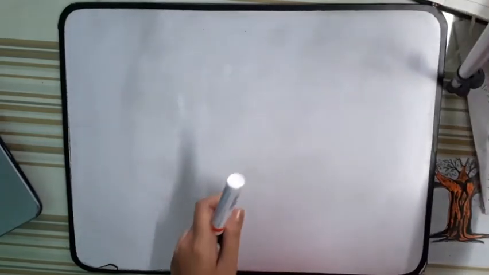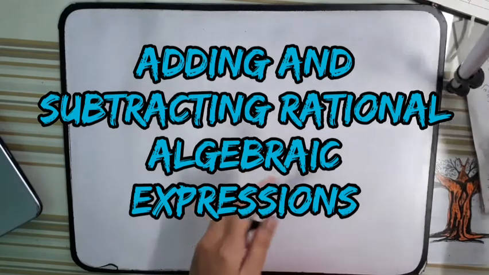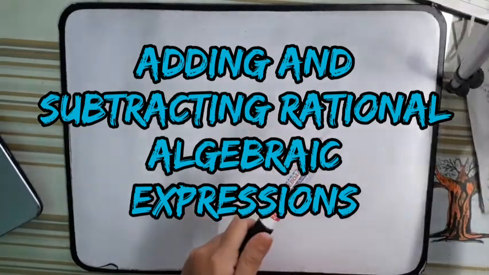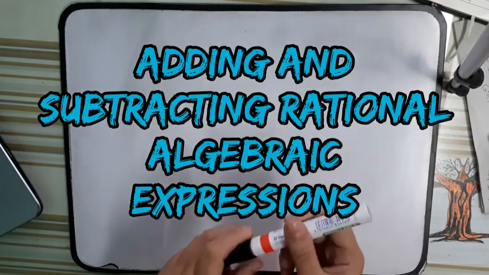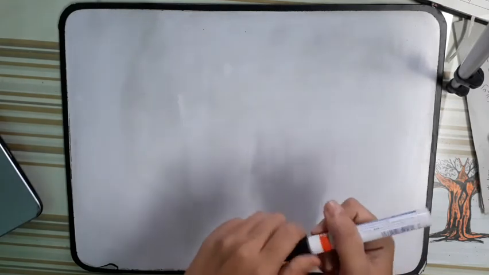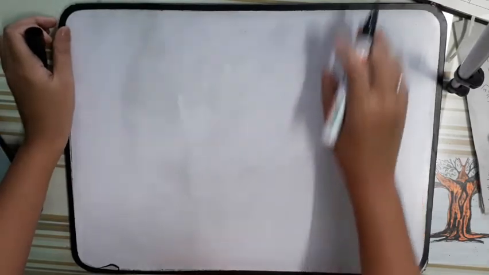Everyone, for this lesson, we will be discussing adding and subtracting of rational algebraic expressions. Addition and subtraction of fractions are easy to perform when the fractions are similar. We simply add the numerators and copy the denominator. So let's start by adding and subtracting similar fractions.